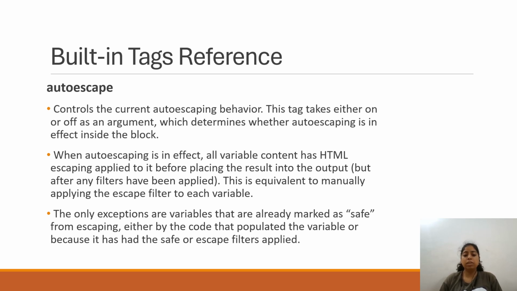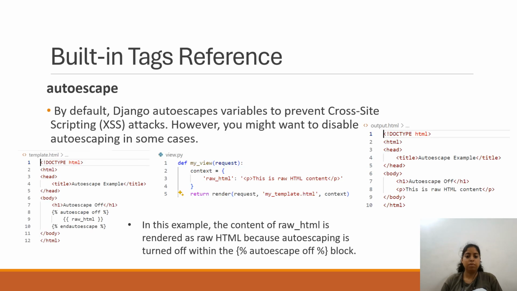The only exceptions are variables that are already marked as safe from escaping, either by the code that populated the variable or because it has the safe or escape filter applied. By default, Django auto-escapes variables to prevent cross-site scripting (XSS) attacks. However, you might want to disable auto-escaping for some cases.